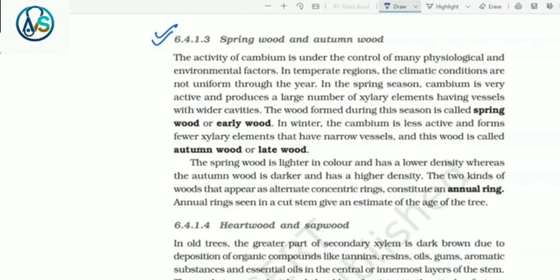In temperate regions, the climatic conditions are not uniform through the year. In the spring season, cambium is very active and produces a large number of xylary elements having vessels with wider cavities. The wood formed during this season is called spring wood or early wood. In winter, the cambium is less active and forms fewer xylary elements that have narrow vessels, and this wood is called autumn wood or late wood.